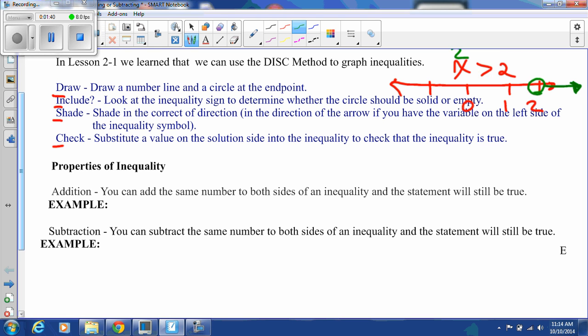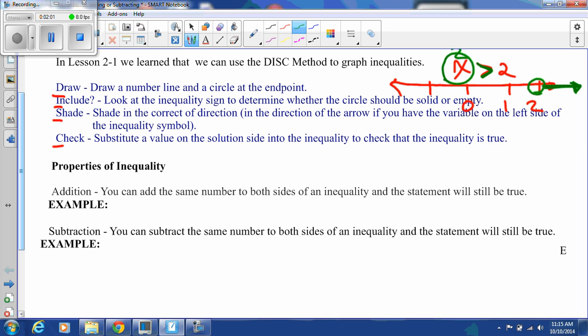Here's a little hint for you. If you put the variable on the left in your inequality, then you can shade in the direction of the arrow. The arrow is the greater than sign. It's pointing to the right, so we shade to the right. Remember, this only works if your variable is on the left.